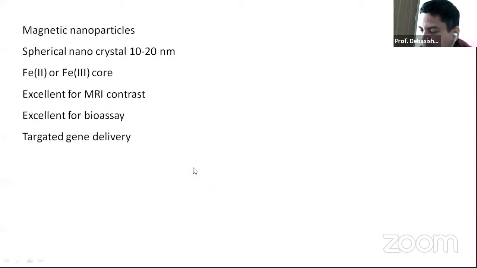So we have developed some magnetic nanoparticles, though we have not used them for targeted delivery or any bioassay. But I just want to show you how they work, and what we are speaking about, that a magnetic nanoparticle you can use for targeted delivery, if it really works in solution state or not.